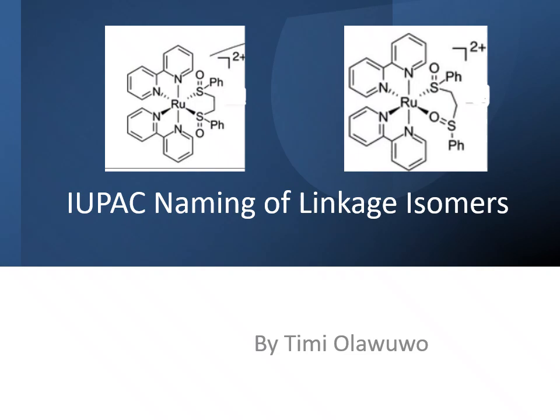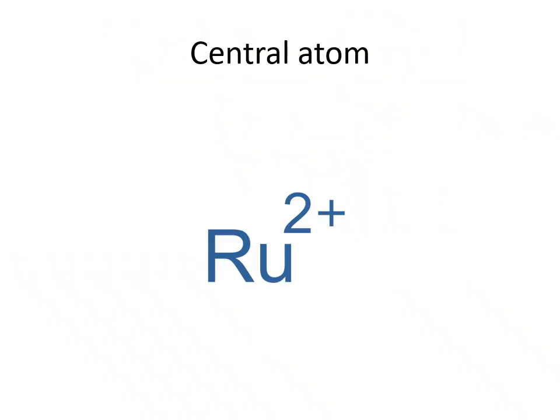Hello everyone, this is Timmy and I'm going to be talking about the IUPAC naming of two linkage isomers and the method of characterization that's used to distinguish them. The coordination complex contains a ruthenium ion that's centrally coordinated. It has a d6 electronic configuration in its ion state, which gives 6 electrons for bonding, thereby forming an octahedral geometry.